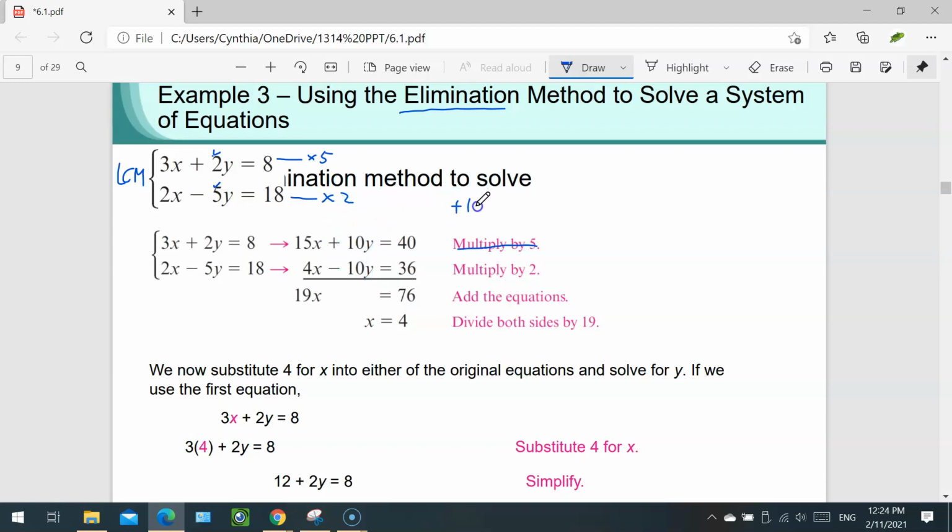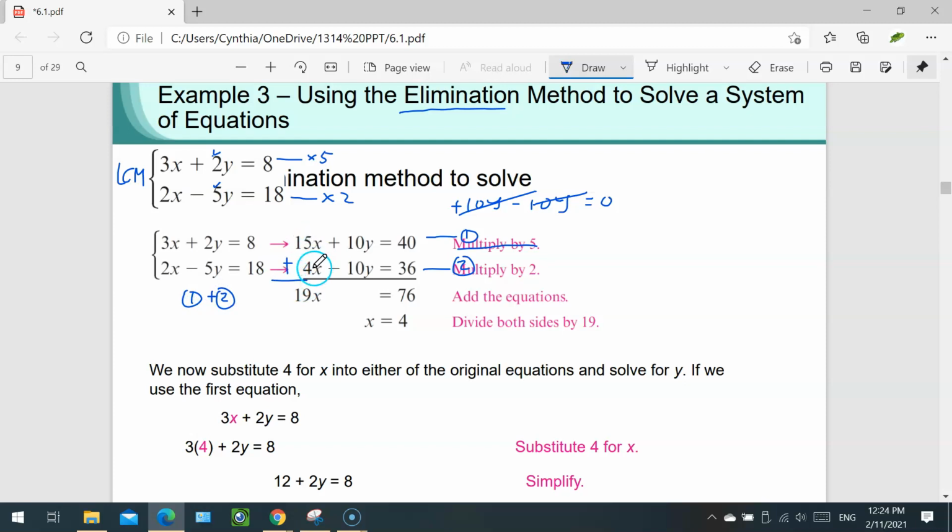So that your positive 10y minus 10y, they will cancel out, turn to 0. That's what we want, so we have to add. If I label this equation number 1 and the second equation number 2, we combine 1 plus 2. We combine both of the equations.